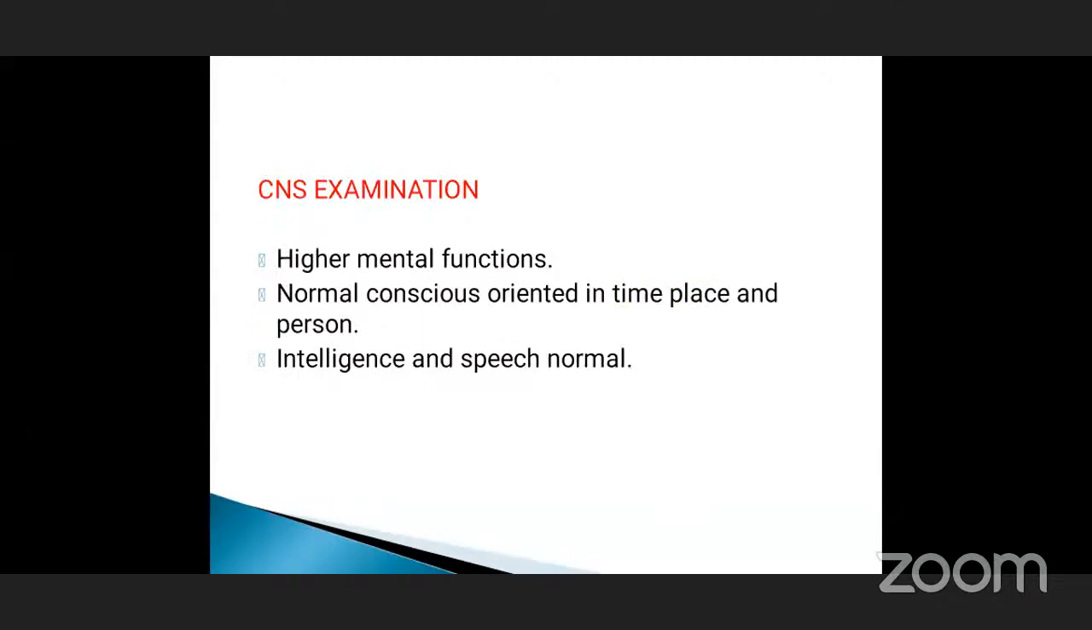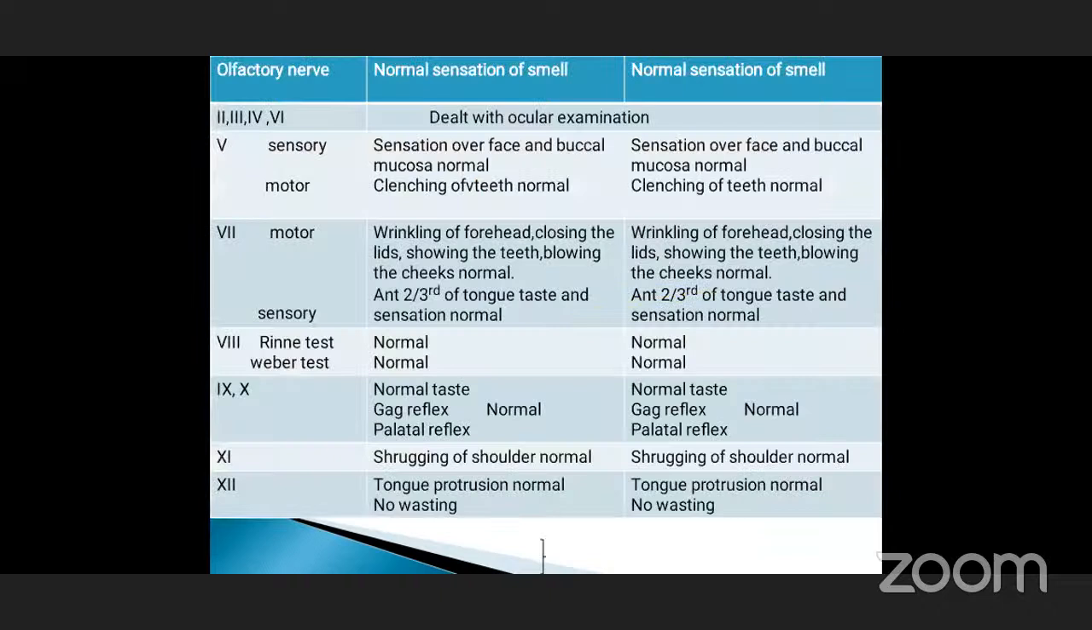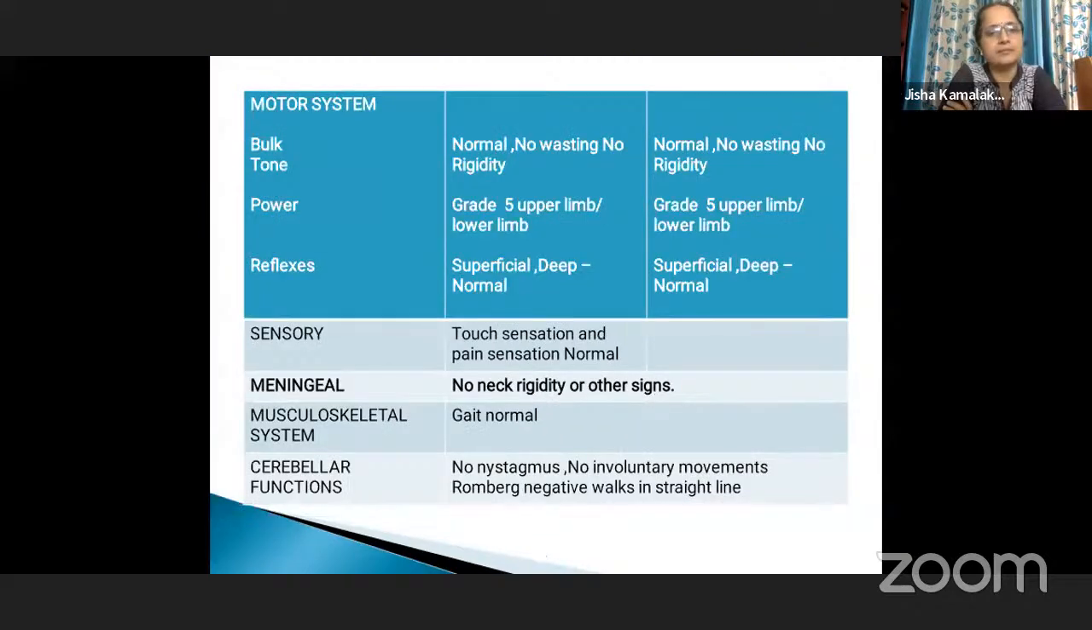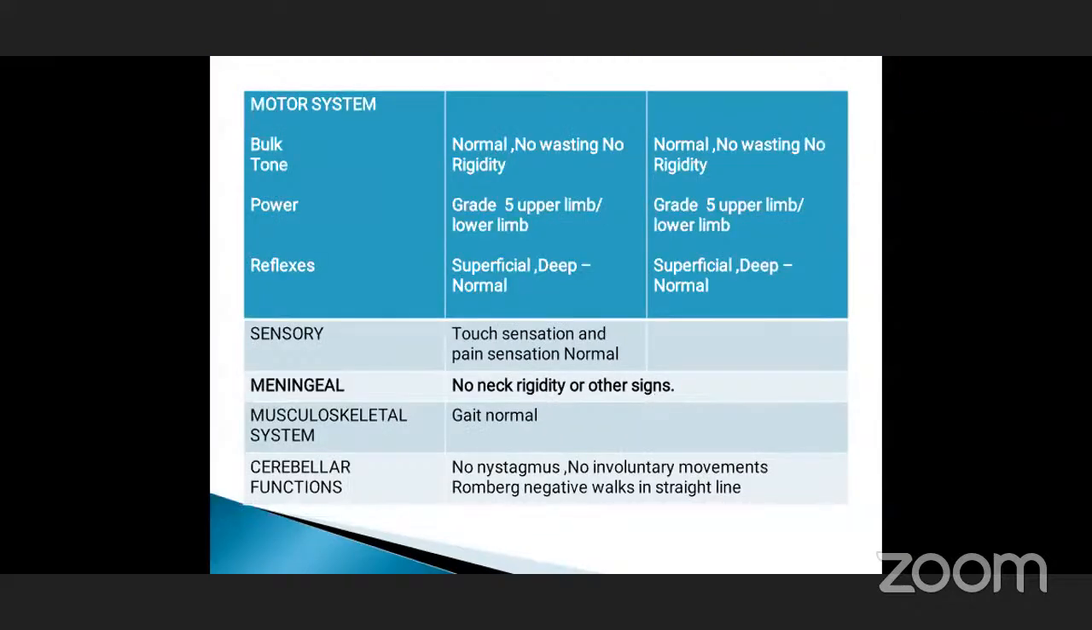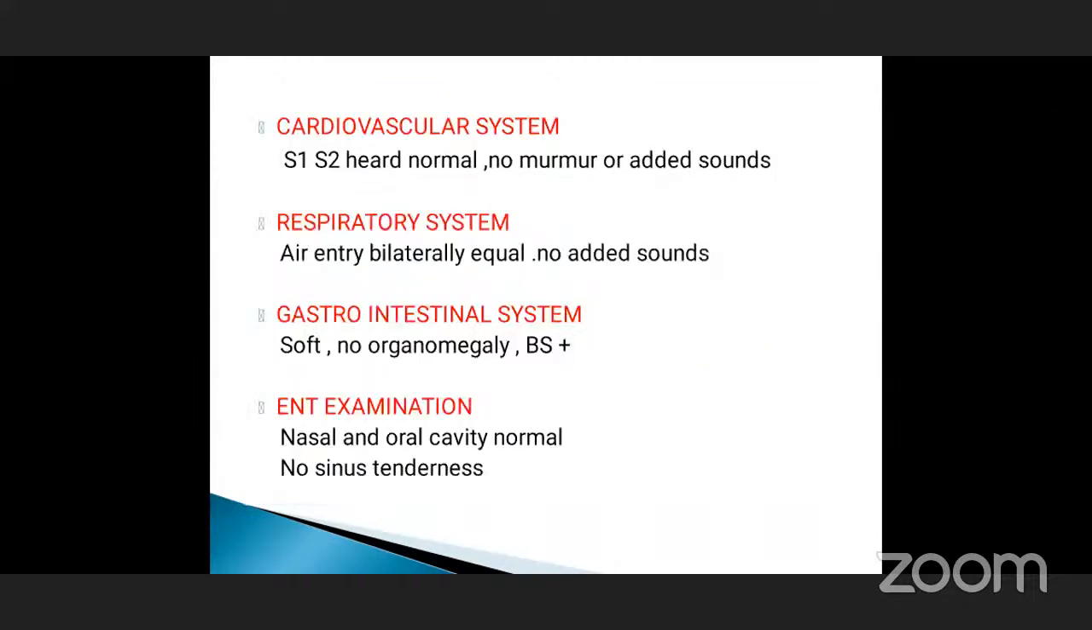Coming to CNS examination, the higher mental functions are normal with normal consciousness and orientation, and intelligence and speech are normal. Coming to cranial nerve examination, 2, 3, 4, and 6 cranial nerve exam with the ocular examination. All the cranial nerves are examined separately and are within normal limits. Okay. Motor system and sensory system are within normal limits with no signs of meningeal irritation with no cerebellar signs. Cardiovascular system, respiratory system, gastrointestinal system are within normal limits. ENT examination shows normal nasal and oral cavity with no sinus tenderness.